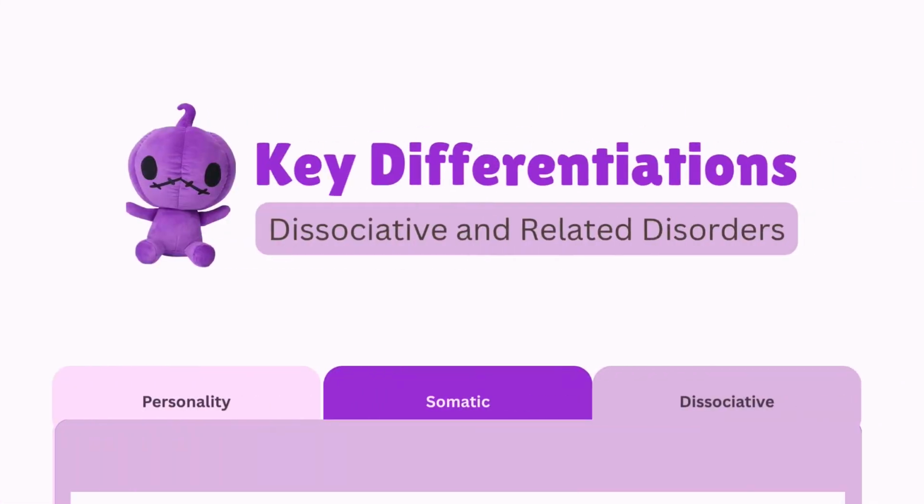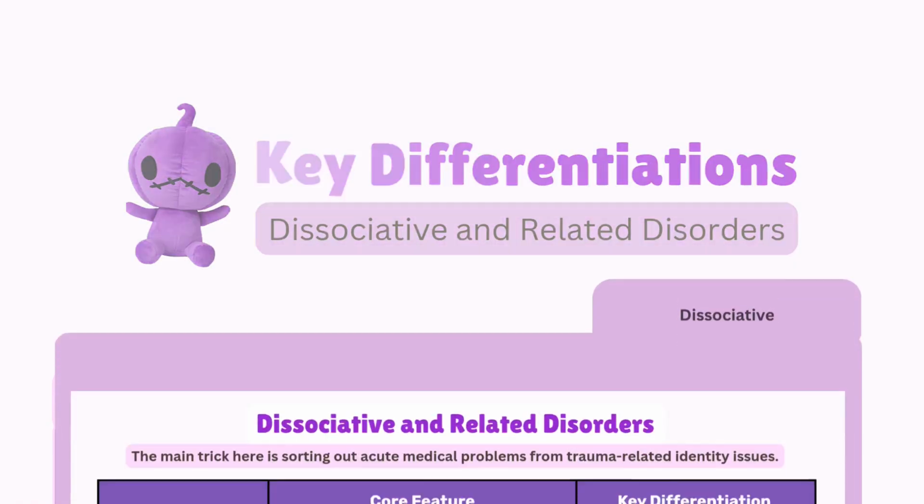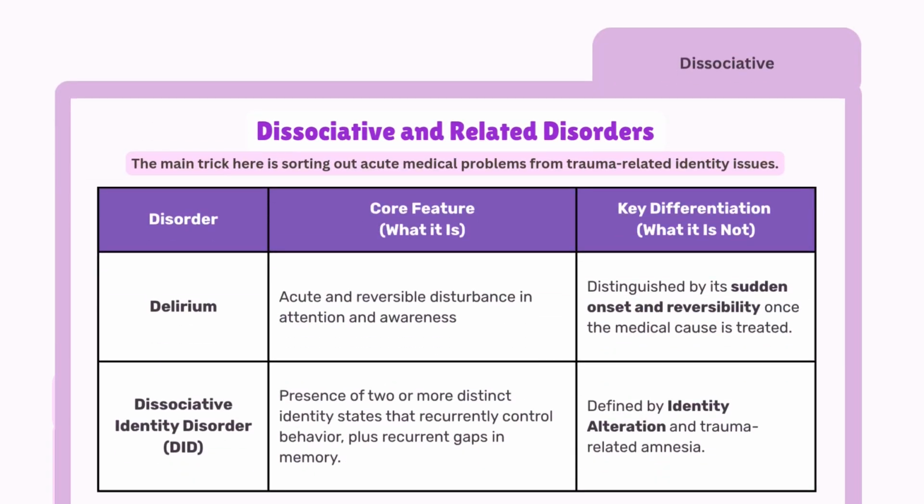Now let us go over the differentiation between the disorders under this category. The main trick here is sorting out acute medical problems from trauma-related identity issues. Let us start with delirium. The core feature of delirium is that it is an acute and reversible disturbance in attention and awareness, which is also linked to global confusion. An example of behavior would be a patient who suddenly becomes highly agitated, disoriented to time and place, and cannot follow simple instructions after starting a new medication.